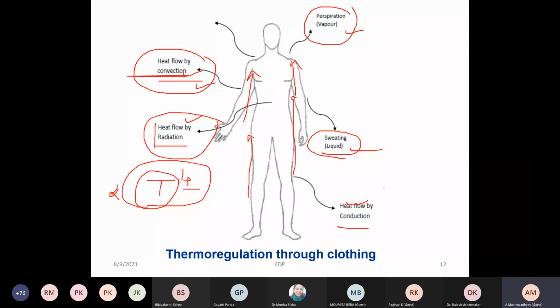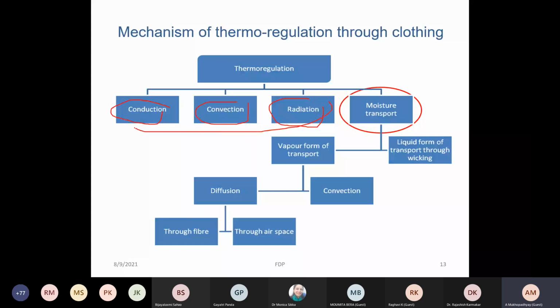Now this is the similar line. This is another slide: conduction, convection, radiation. This is the dry heat transfer. Okay, this is the dry heat transfer. These three mechanisms are important.